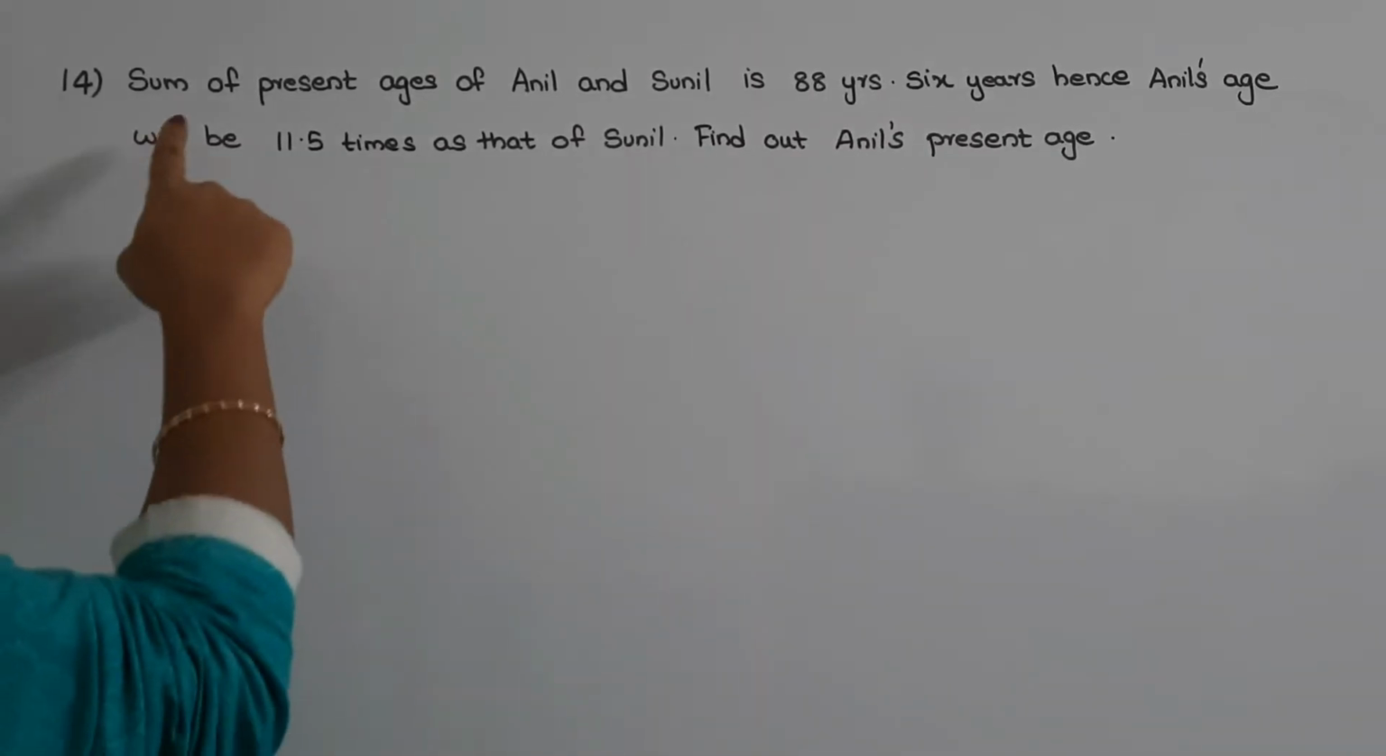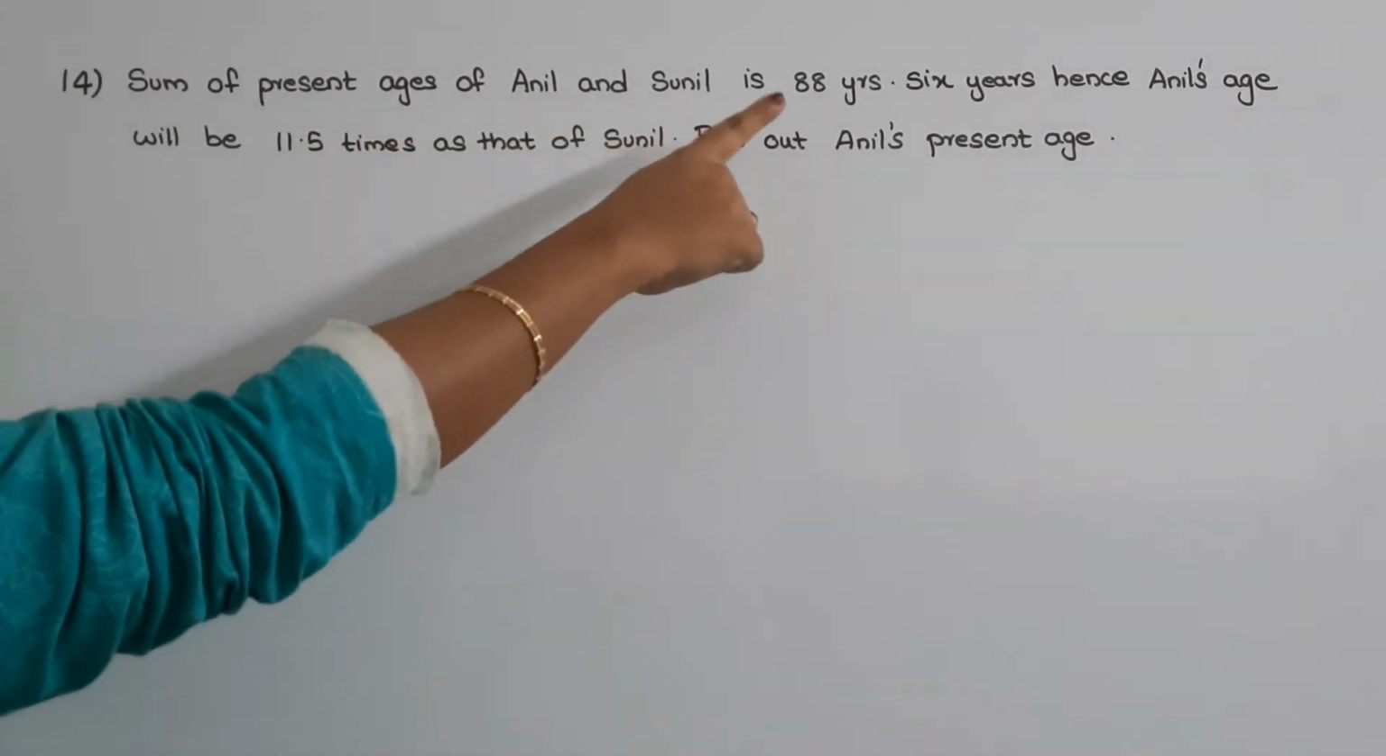The next question is, sum of present ages of Anil and Sunil is 88 years.